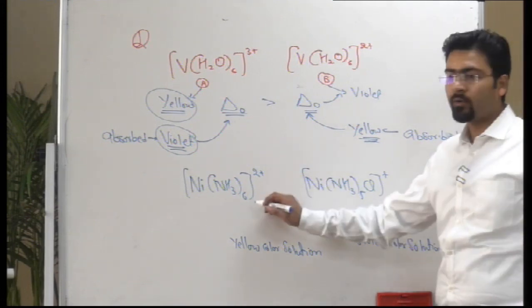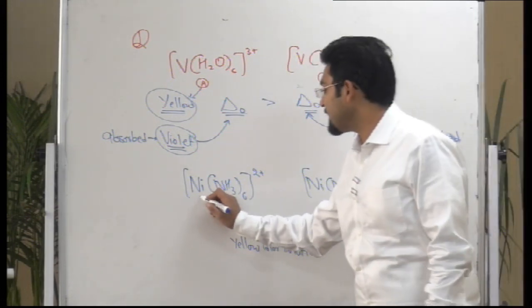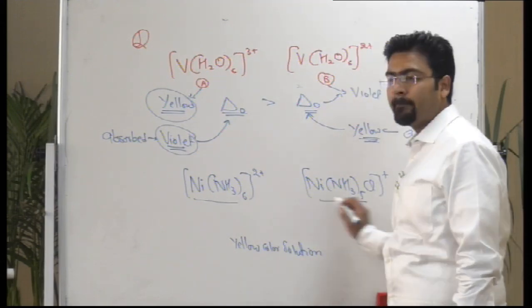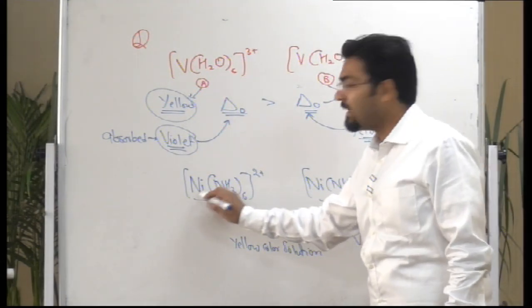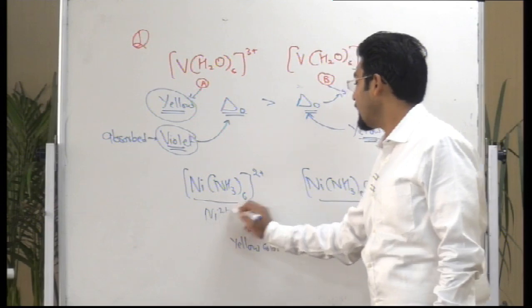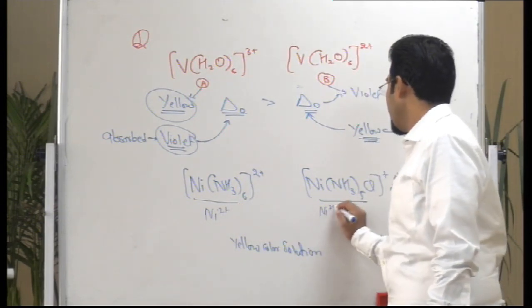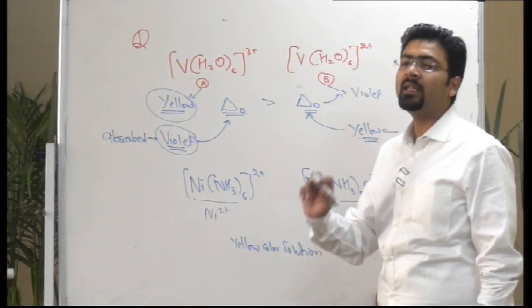This will show yellow color solution. So again, as I can see, both have octahedral geometry. The metal ion is same. Here it is nickel 2 plus. Here also it is nickel 2 plus. The only difference is in the nature of ligand.